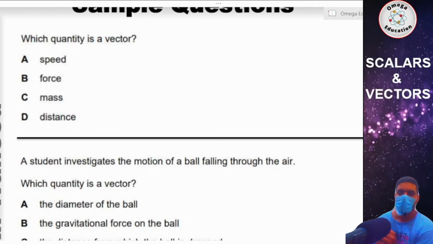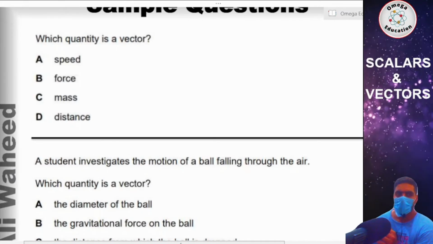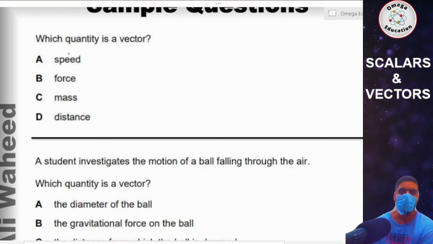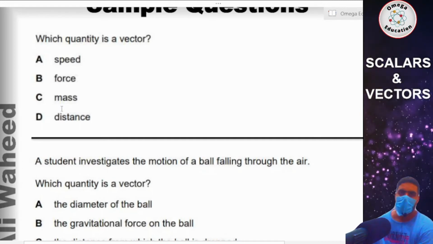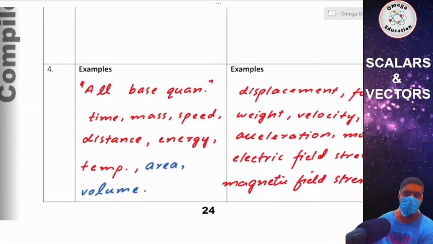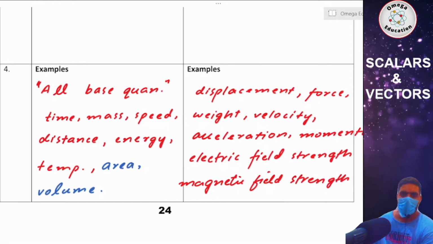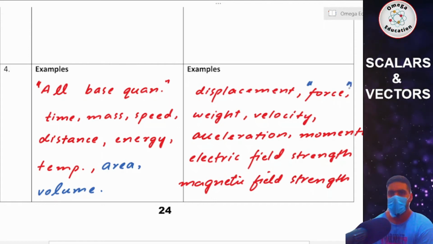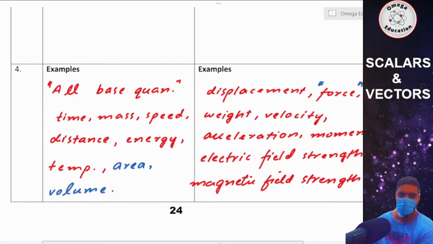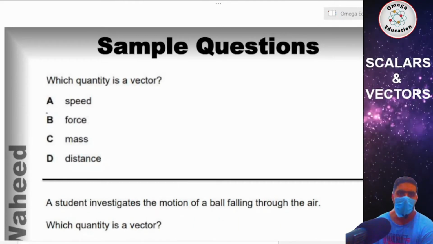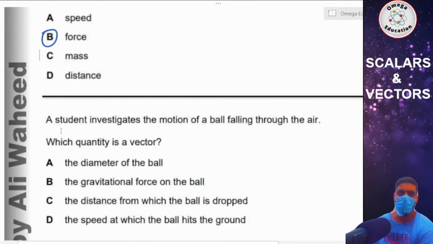So this is the kind of questions that you get from this topic. In this one, the first one says, which quantity is a vector? Speed, force, mass, distance. Now you go back to the table of quantities where I've mentioned these, and over there you realize that force was also mentioned in the vector quantities. So you can safely encircle part B, that is force. So force is a vector quantity.